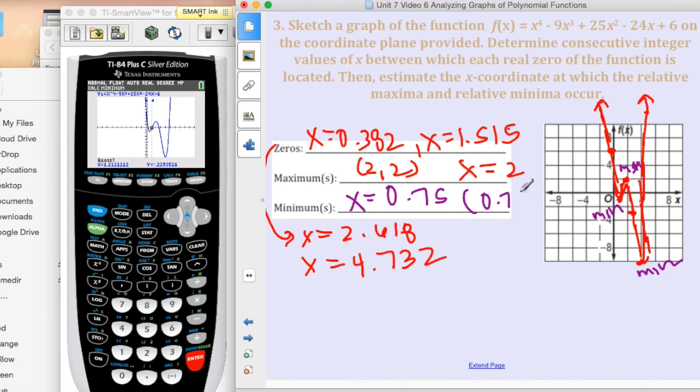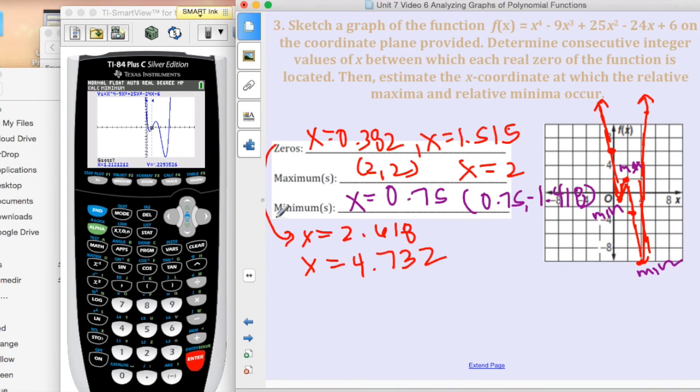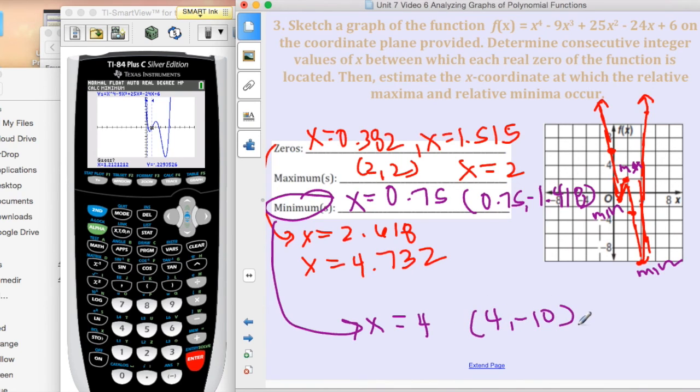is 0.75, negative 1.418. Okay, my calculator seems to be freezing at the moment, not working. Okay, then you would do the same process to find this minimum. When you do that, and I recommend you check to make sure I did it right, you should get x is equal to 4, and that would give us the ordered pair for negative 10.